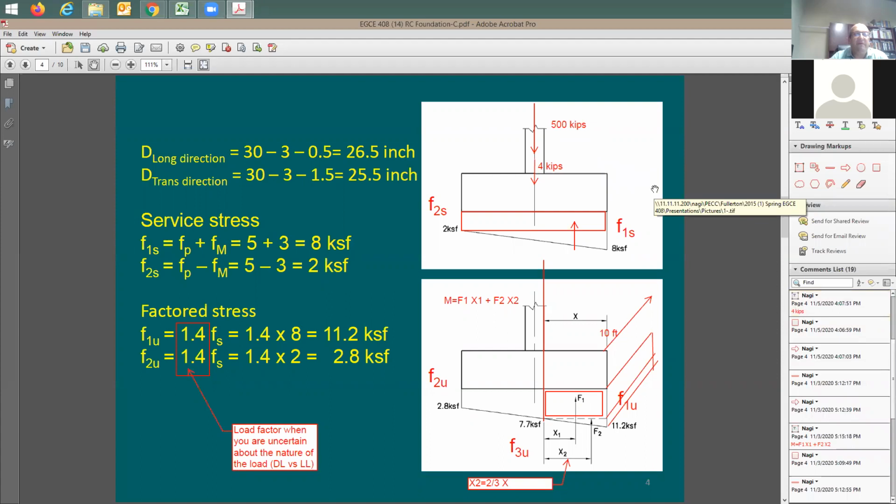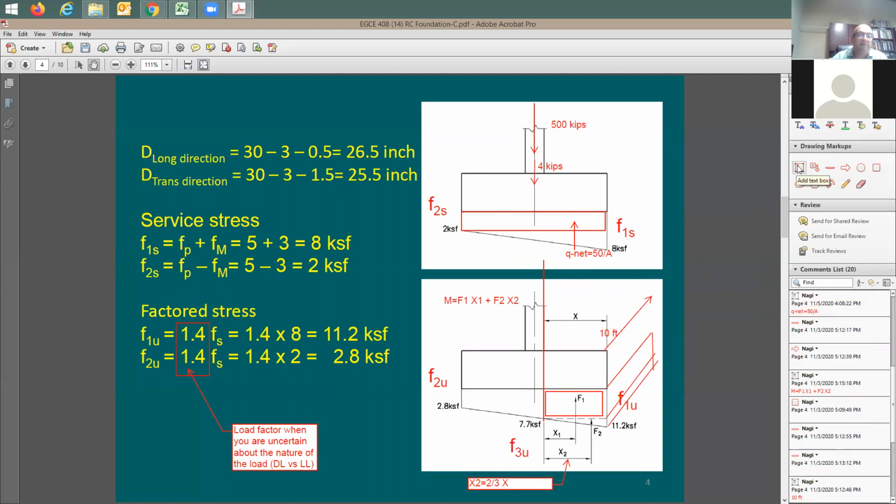Now, you have 2 ways of solving this problem. One way to do it is to disregard the weight of the footing, this 4 kips, take the 500 kips, divide by the contact area between the footing and the soil. And with that, you're going to get here Q. We're going to call it Q net, which is going to be equal to 500 divided by A. So in this case, I just ignore the weight of the footing in my analysis.